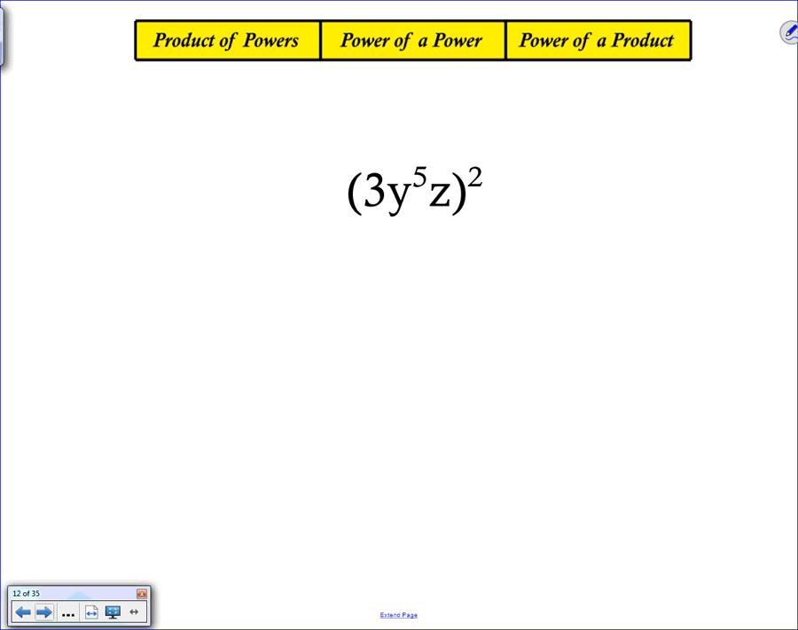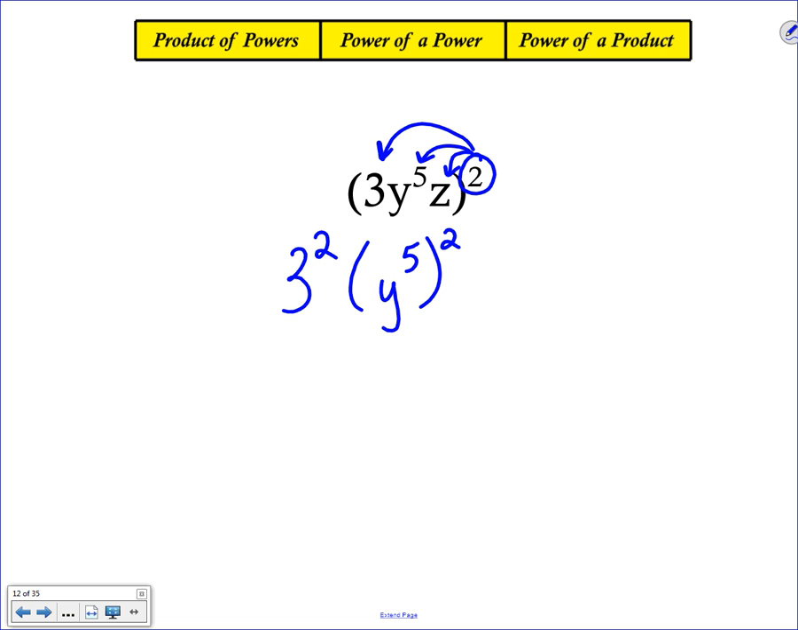This one uses power of a product. I have a 2 outside of the parentheses that I need to distribute to each piece inside. So I have 3 squared, y to the 5th squared, and then z squared. 3 squared is 9. Y to the 5th squared, I multiply the exponents. Y to the 10th power, and then I have the z squared.